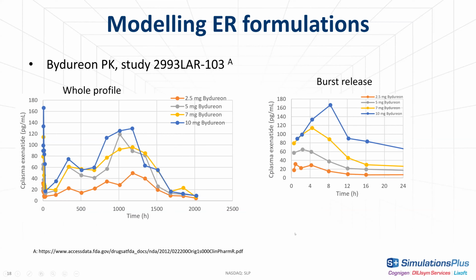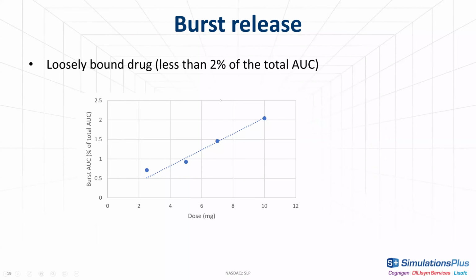So the burst itself is the loosely bound drug, and when you look at the AUC of that burst, and you calculate the percent AUC to the total AUC that you observe during the PK, it's a very small amount of drug. It's less than 2% of the total AUC, and it is dose proportional as well. When you look at that study where volunteers were given 2.5 to 10 mg single dose.